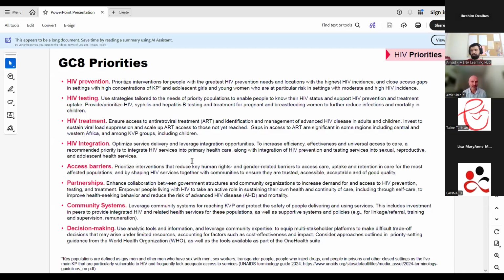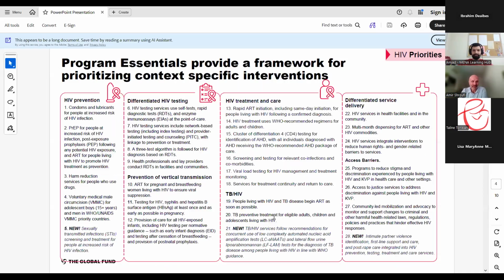Last slide. This next slide is the last slide I'll speak to, but I'm very happy to join for the Q&A and looking forward to some really interesting discussion there. This is just to say that the approach you'll be familiar with in terms of program essentials, things that are seen as priorities for just about any context, will continue.